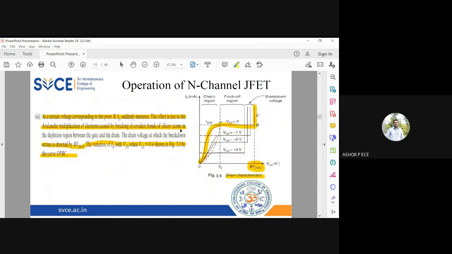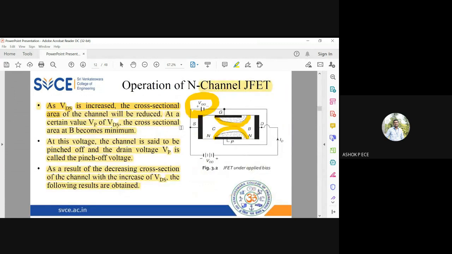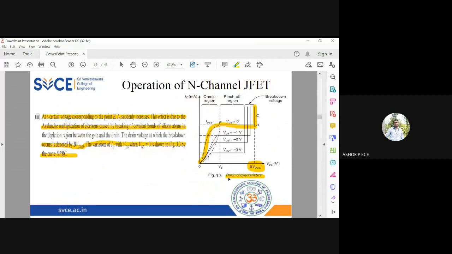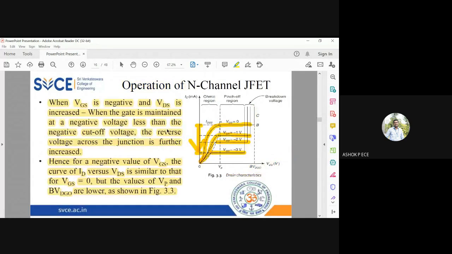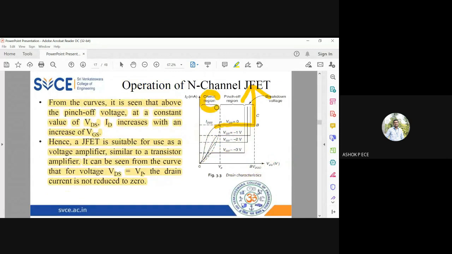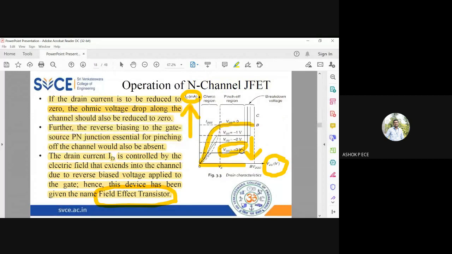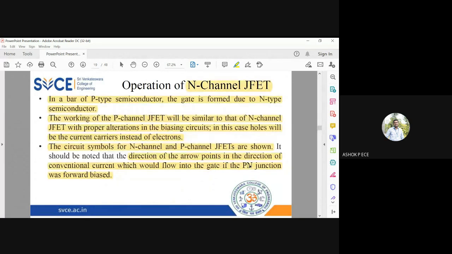Today we have seen a very important characteristic of the JFET, called the drain characteristics. We have seen the variation of drain current with respect to VDS and VGS. We have also seen the different regions in the drain characteristics of the JFET: the ohmic region, the pinch-off region, and the breakdown voltage region. We have also seen why the name field effect transistor was given to this device and how we can make the drain current zero. And if you are going to construct a p-channel JFET, what will I be doing?